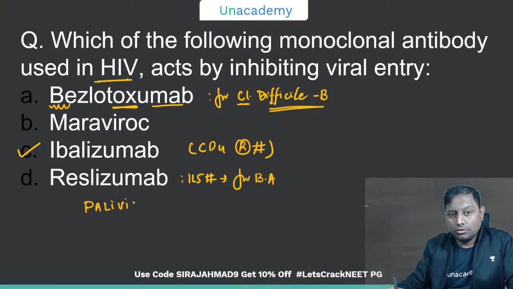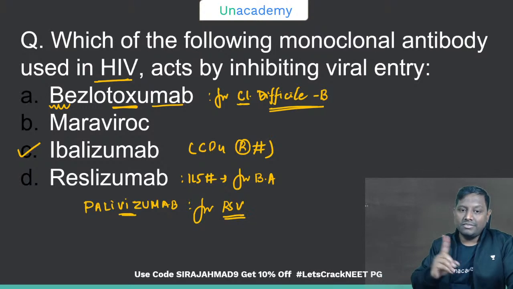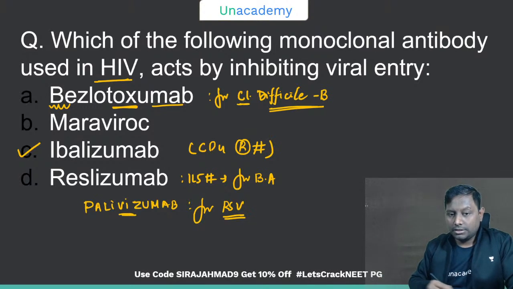Palivizumab. This is a humanized monoclonal antibody against the virus, used mainly for RSV. In 2017 or 2018, this question was asked: which of the following monoclonal antibodies is used for a virus? It was asked in the NEET PG main examination.